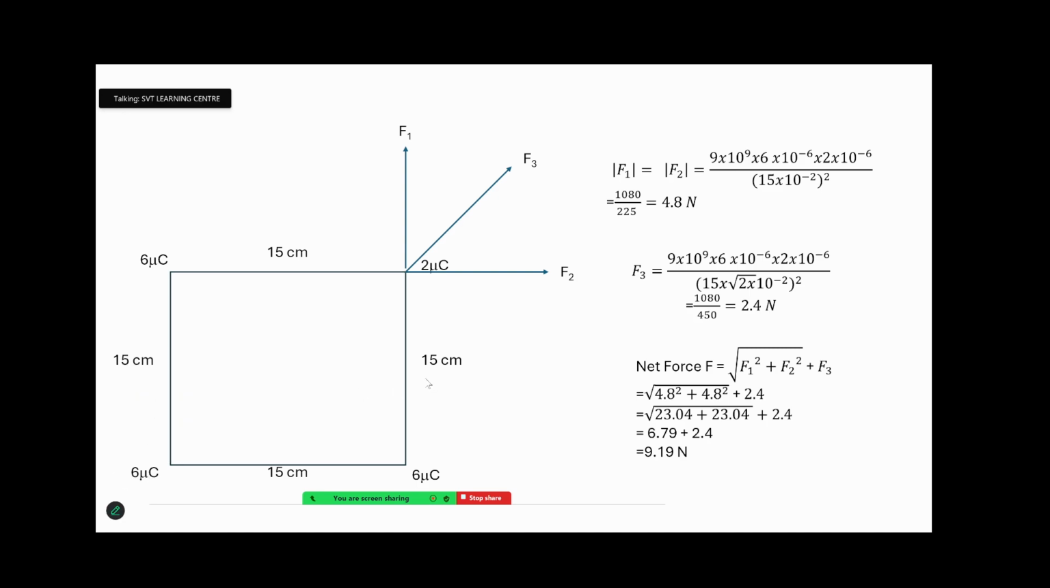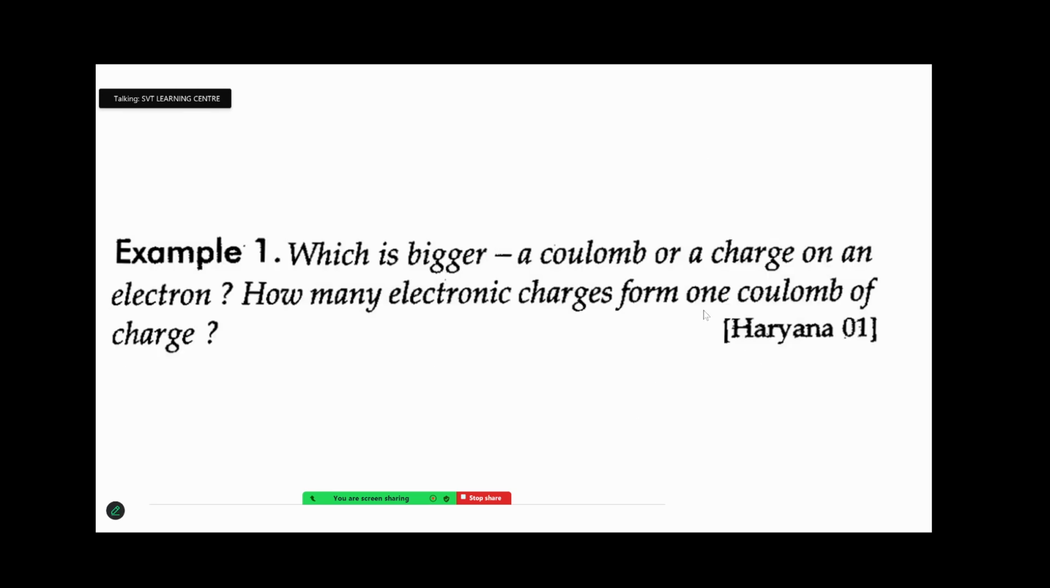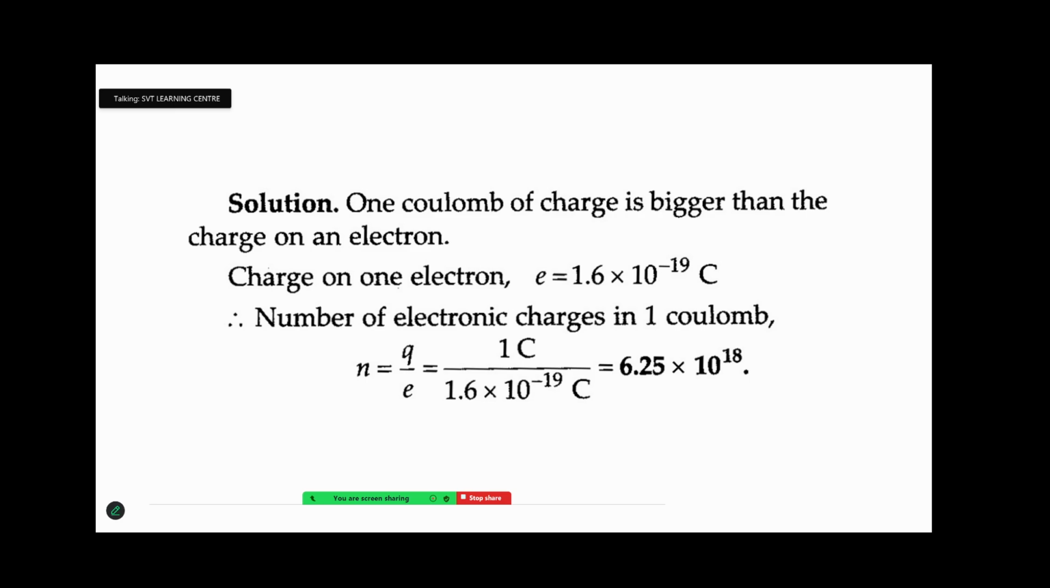This is a rather simple and common sense question. He's asking you which is the bigger one, a coulomb or an electron. The charge on an electron is 1.6 into 10 raised to minus 19. So obviously it is smaller than 1 coulomb. The next part of the question asks how many charges are there. So it will be Q upon E. So incidentally it will be 6.25 into 10 raised to 18 electrons that will make 1 coulomb.